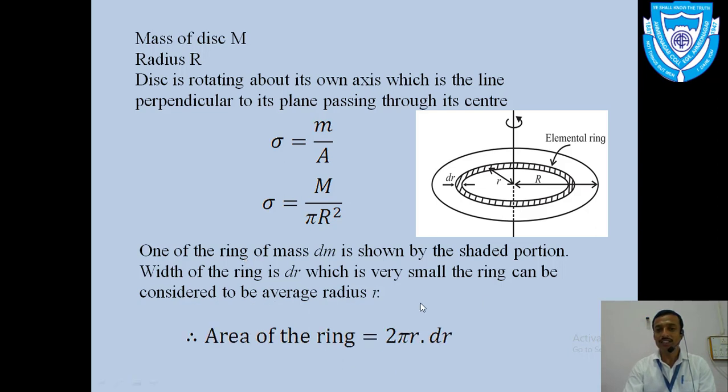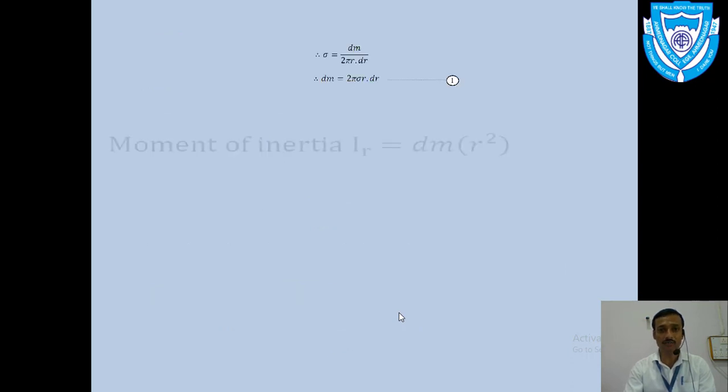So area of this ring, shaded portion साठी सांगतायत. Shaded portion साठीचा एरिया जर मला काढायचा असेल तर circumference of the circle into thickness. So area of the ring is nothing but circumference of the circle, 2 pi r, ही radius आहे small r, and thickness आहे dr. So area of the ring, or let us say the shaded portion, is 2 pi r dr.